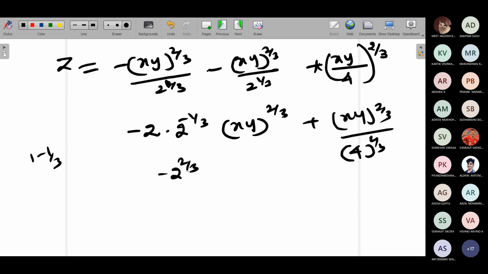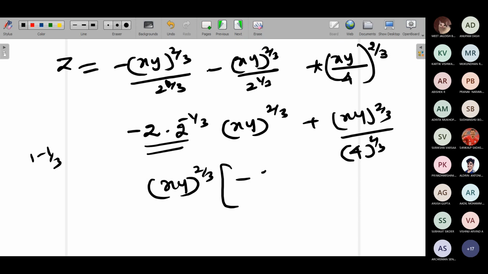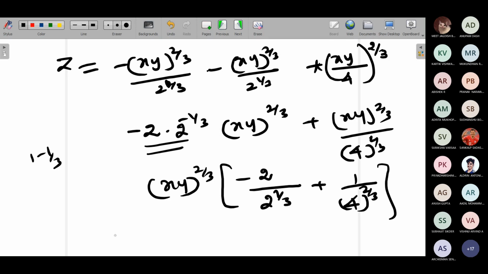What, dear? Something you said. Ma'am, I was saying that I can simplify it to a single term. Yes, we'll get a single term at the end. I can take (xy) power 2 by 3 commonly outside. So what will be the balance? This term only: minus 2 by 2 power 1 by 3, according to you, and 1 by 4 power 2 by 3. You can simplify this. Once you simplify this, your answer, I think, let me check the answer.